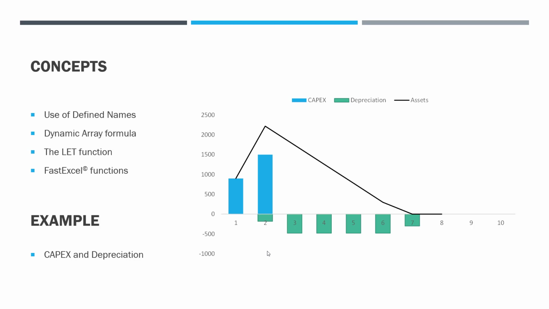So if we return to the example, looking at capital expenditure and depreciation, I've chosen to assume that each item of expenditure is subject to linear depreciation in the following years. And of course there may be expenditure in sequential or various years along the timeline.